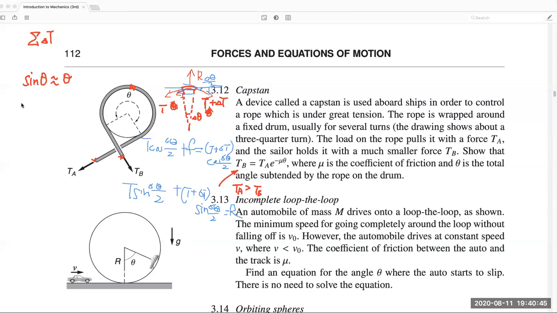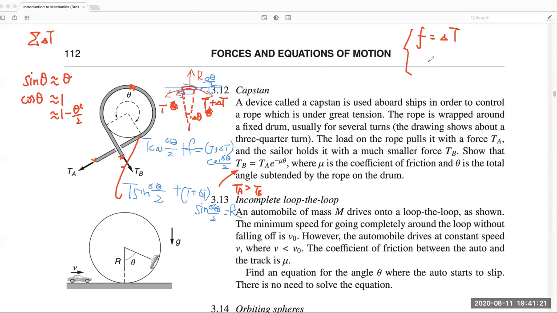So you almost get it correct. For cosine theta, you can approximate it to be 1, or sometimes you may need to approximate it to be 1 minus theta squared over 2. So you almost get the answer. For these two equations, you need to simplify more. The first one, you can cancel out the T cosine theta over 2 on both sides, and what you are left with is F equal to delta T.